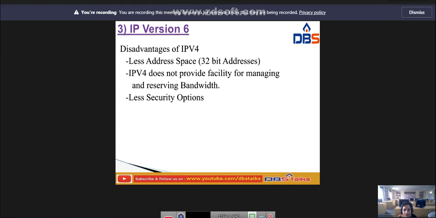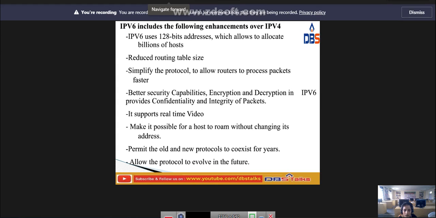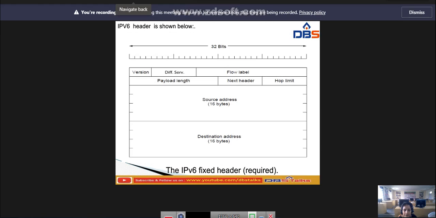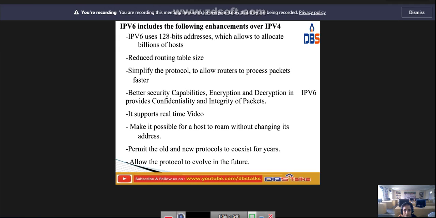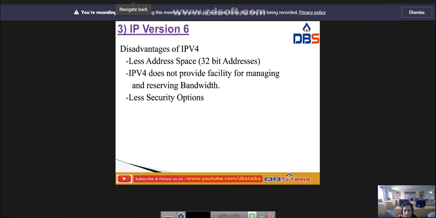So, next is support for real time applications. What is meant by support of real time applications? Services such as the transmission of real time audio and video are becoming common nowadays.